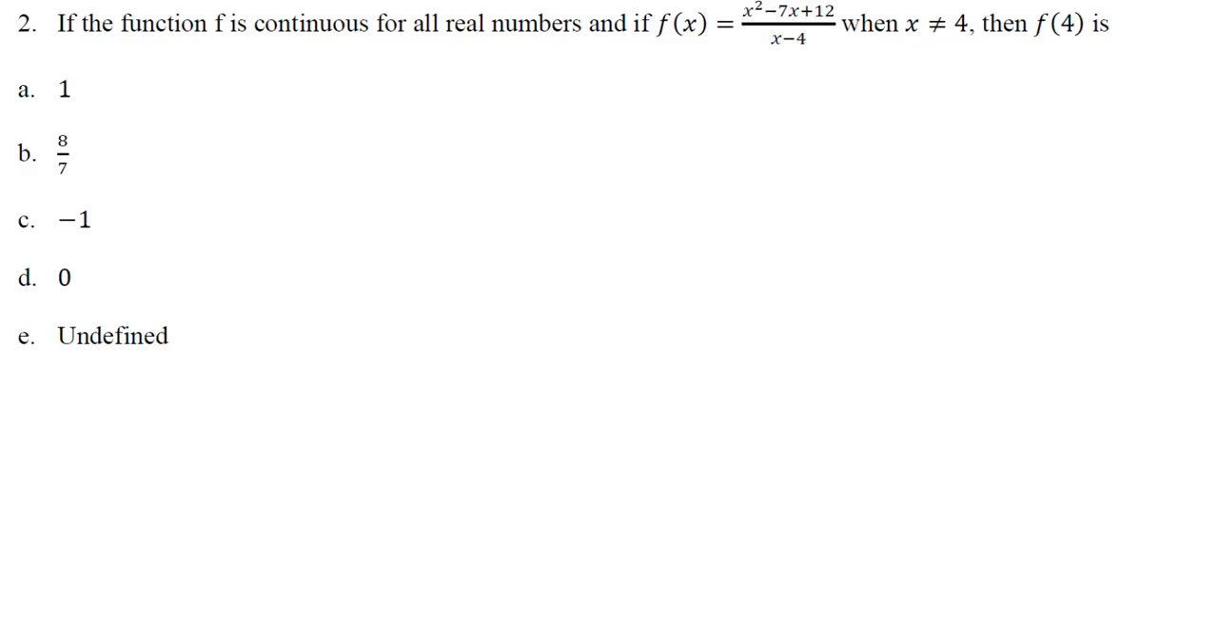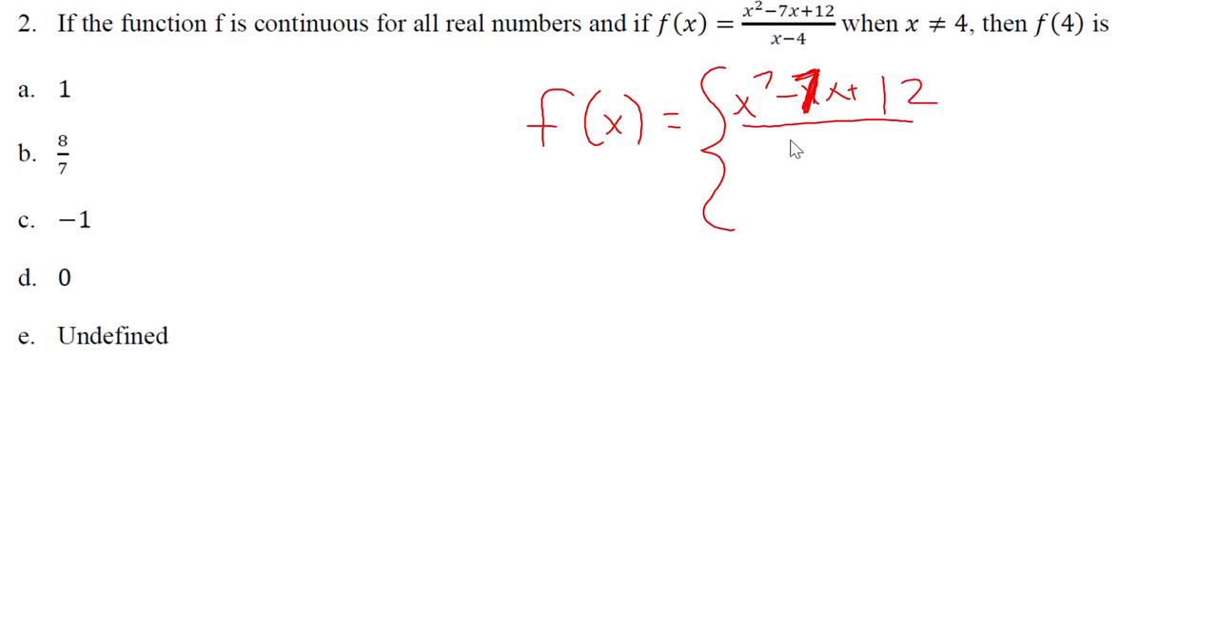For our second question here, we've got a function f that we want to be continuous for all real numbers. And we know that f of x equals x squared minus 7x plus 12 over x minus 4 when x is not 4. So what this is essentially saying is we have a piecewise function that is f of x is equal to x squared minus 7x plus 12 over x minus 4 if x is not 4, and it equals some number if x is 4. Well, we want to figure out what that number is.